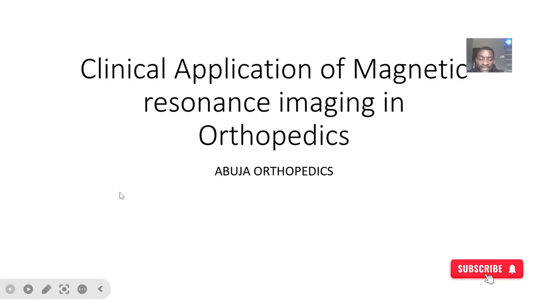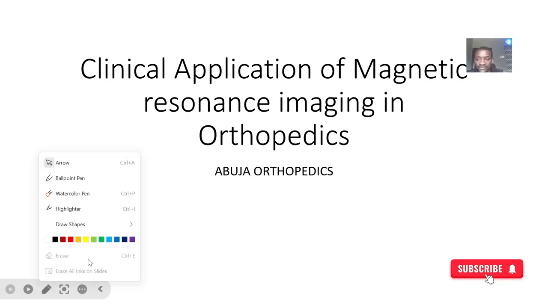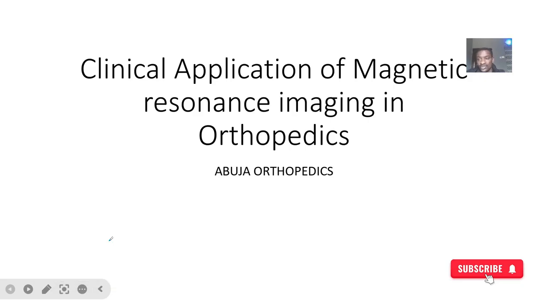Okay, so for MRI scan, to be specific, we'll look at its uses in orthopedics. So MRI scan is actually what modality for imaging and all of that. Does it have uses in orthopedics? Of course. The most important part of this lecture is trying to see the different disease conditions that you can actually use MRI to diagnose.